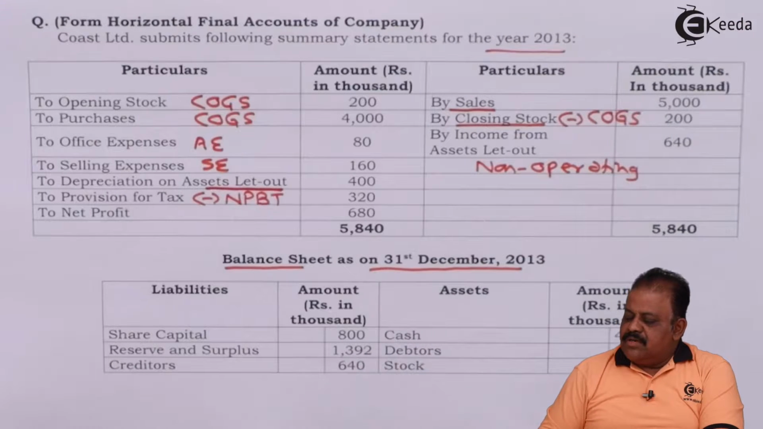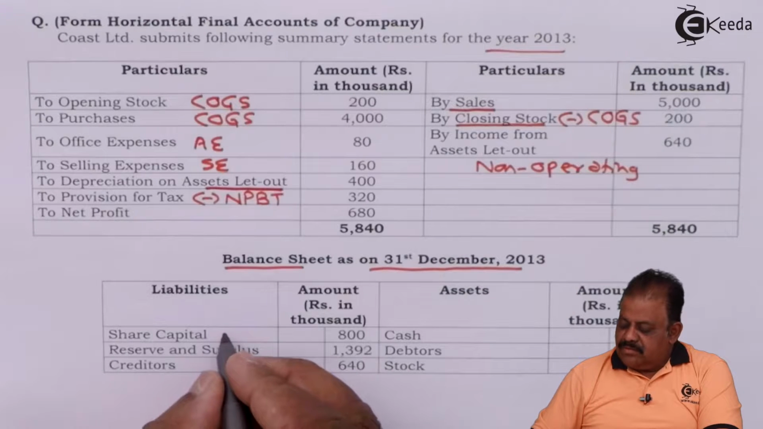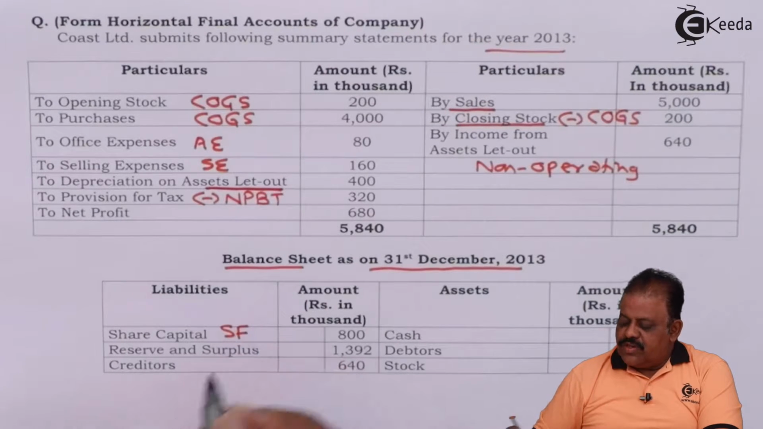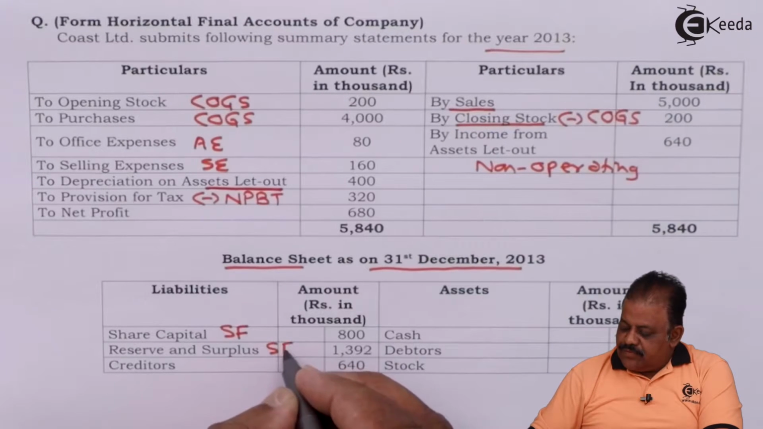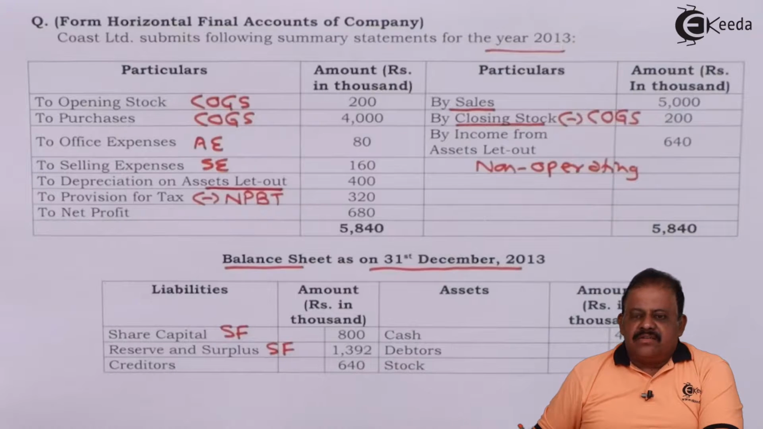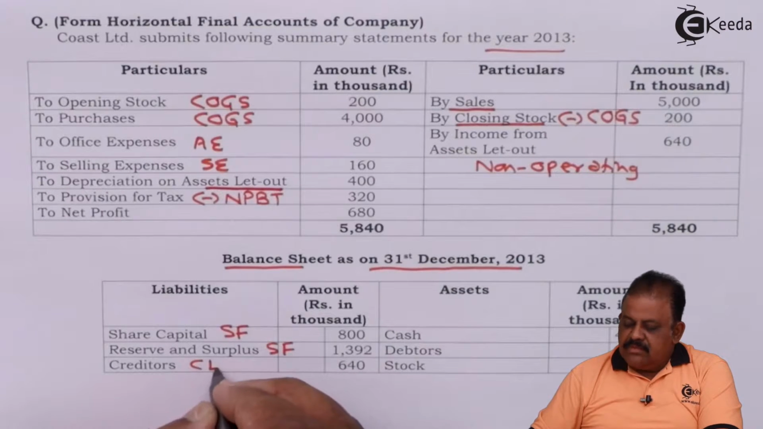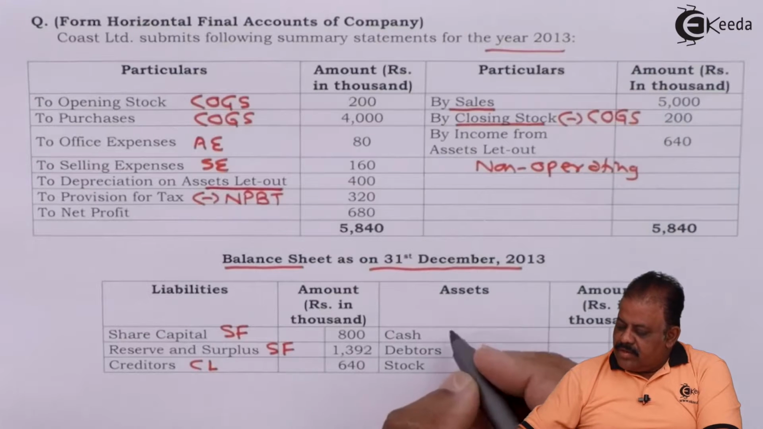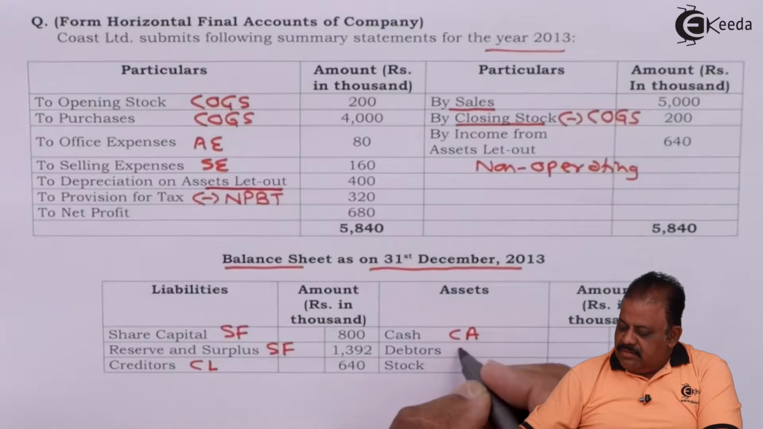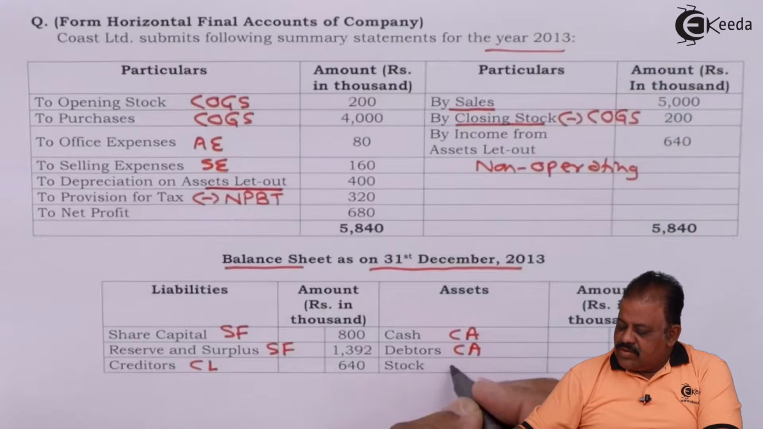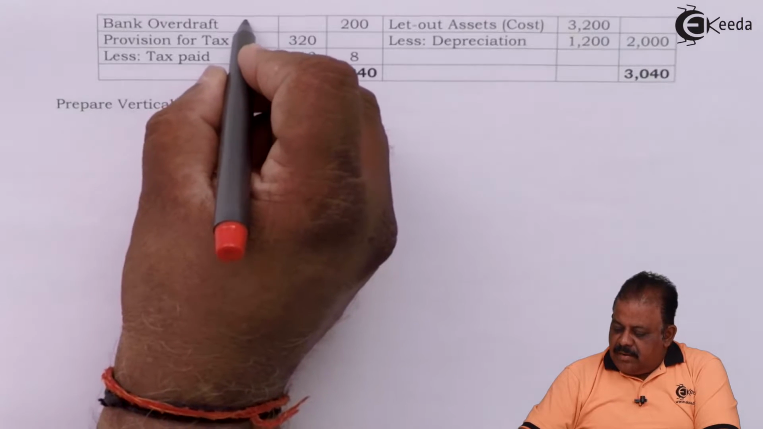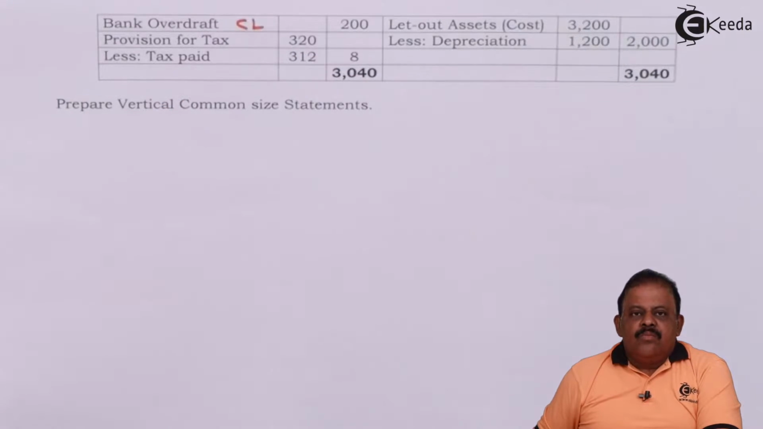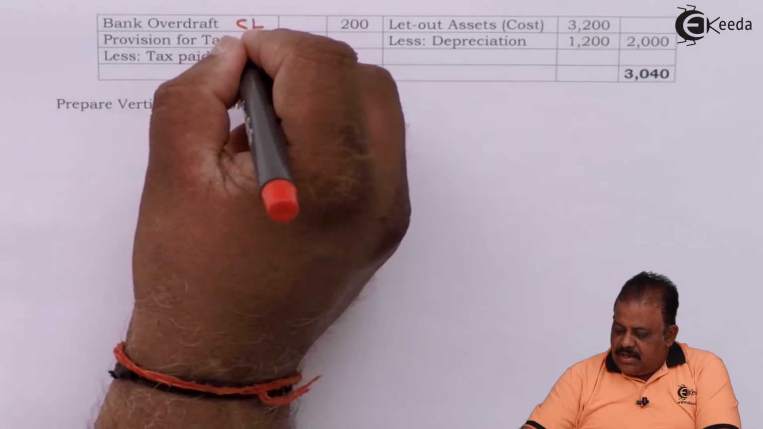Let us go through the balance sheet as on 31st December 2013. Share capital is part of shareholders fund. Reserves and surplus, part of shareholders fund. Creditors, current liabilities. Cash, current asset. Debtors, current asset. Stock, current asset. Bank overdraft, current liability. Provision for taxation, current liability.